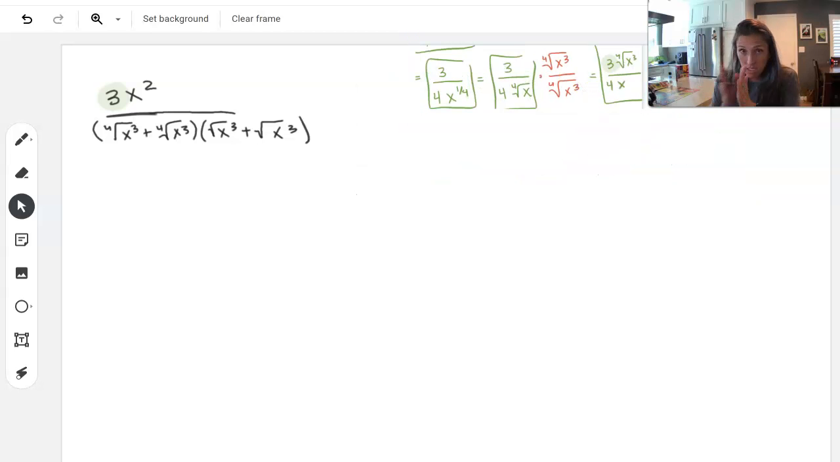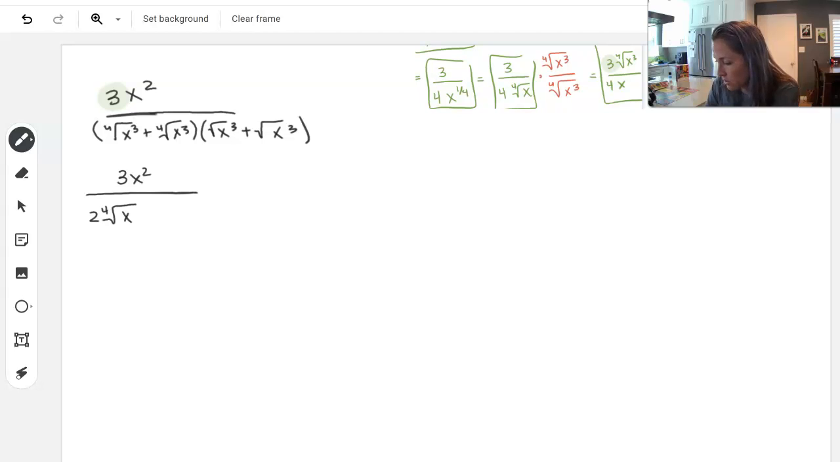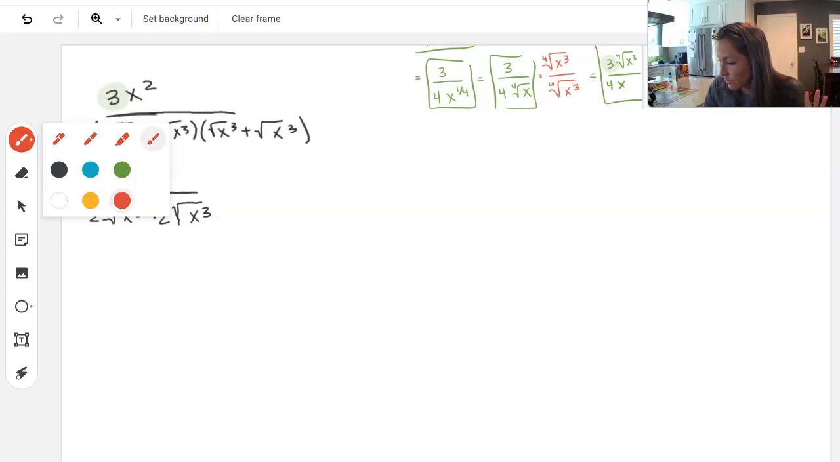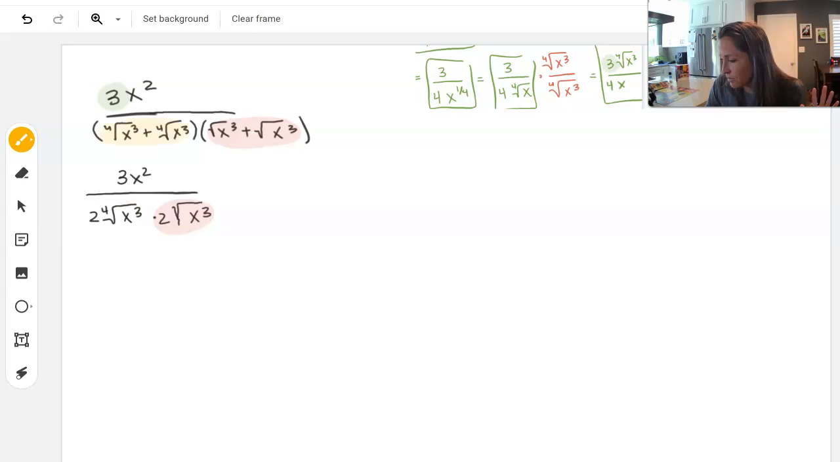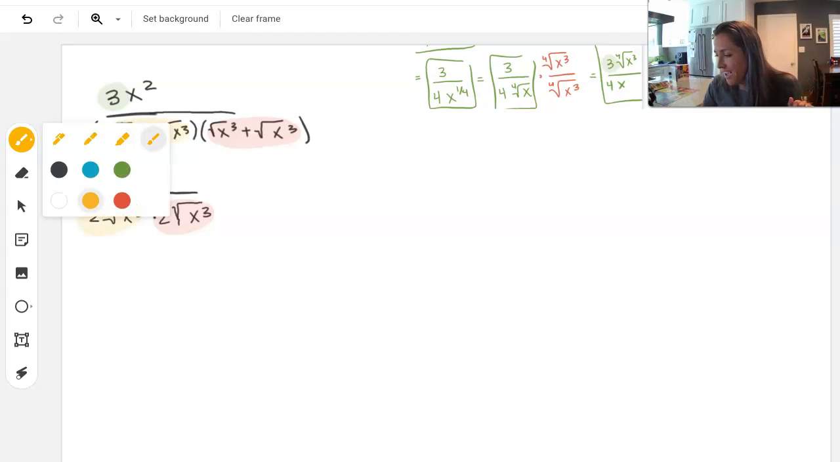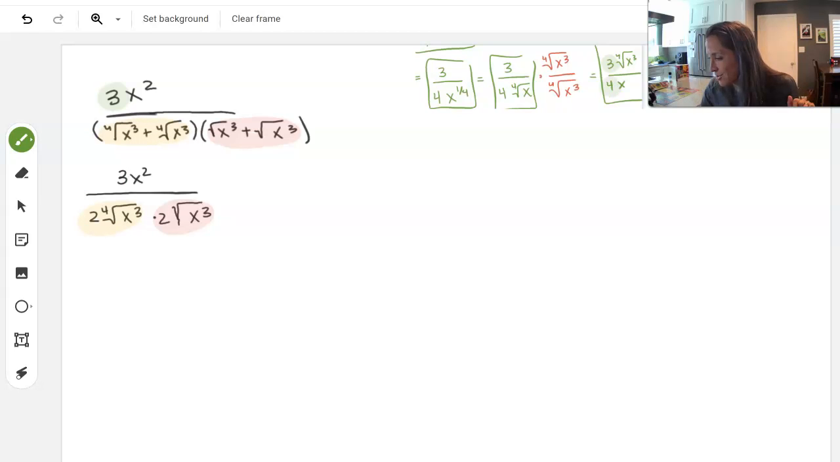All right. So we have identical terms here. So we can at least rewrite this as 3x squared all over 2 fourth root of x cubed times 2 square root of x cubed, right? Combining like terms. That's all I did there. So these became 2 of that. There was addition, and that became 2 of that. And so again, I'm getting a little pat on the back. I know my answer has a 4 in it, and I'm seeing the 4.